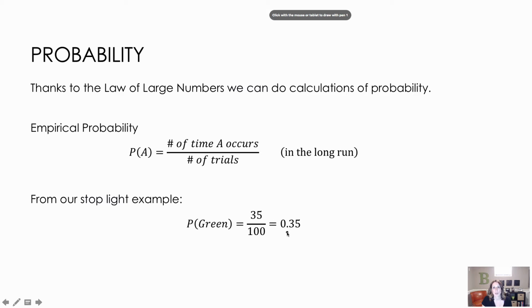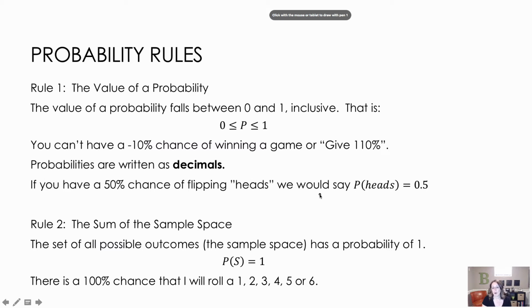green light. So even though I wasn't there when they programmed the green and yellow and red, I'm assuming that they've programmed it to be 35% of the time green. Now, what is important is we need to understand some of the rules of probability. And the more that you understand these rules, the easier this lesson will be.